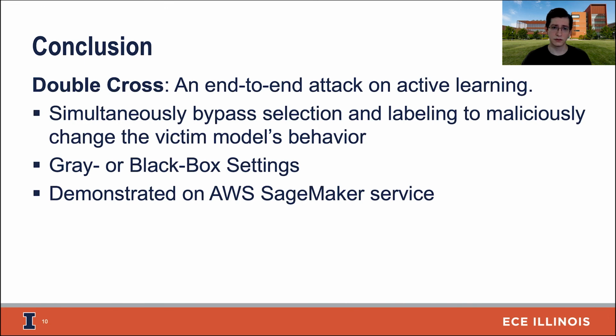In conclusion, we presented double cross, an end-to-end attack on active learning. The key novelty behind this attack is simultaneously manipulating the active learning labeling process and the target application. The attack simultaneously bypasses the active learning selection criteria and the human labeling process to insert itself into the retraining set and change the victim model's future behavior. We demonstrated this attack in both a gray box and a black box setting, as well as evaluating against Amazon SageMaker's human annotators to confirm the practicality of the attack.